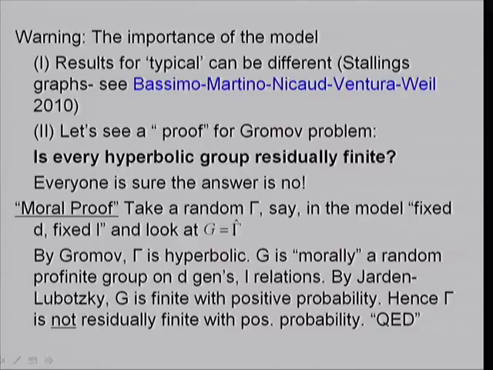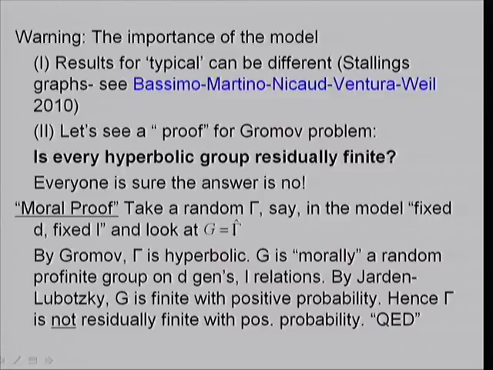We believe that all the models will give you the same answer. If this is true, you remember my results with Yarden based on the classification of finite simple groups. There is something to prove here, but if I take a random profinite group, then with a positive probability, not probability one, but with some positive probability, it is finite.